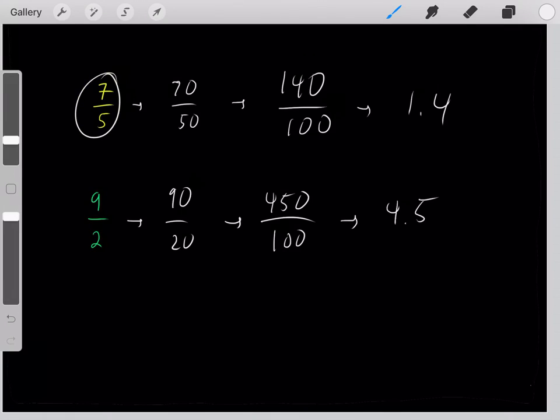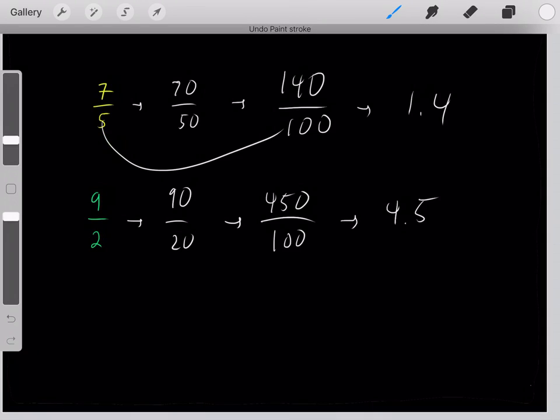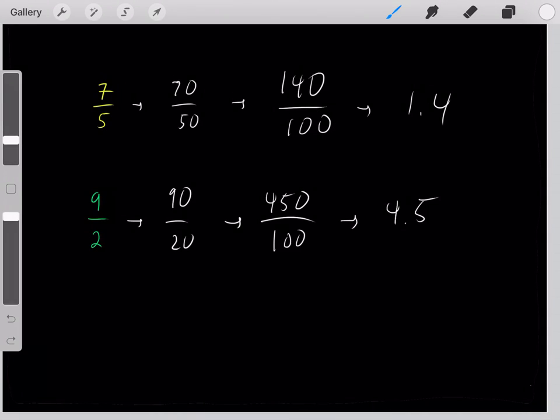For example, with this one, if we take the denominator and turn it into 100, now we can simply just deal with magnitudes. We have 100, so we know we can cancel 2 magnitudes. So now we have 1.4.